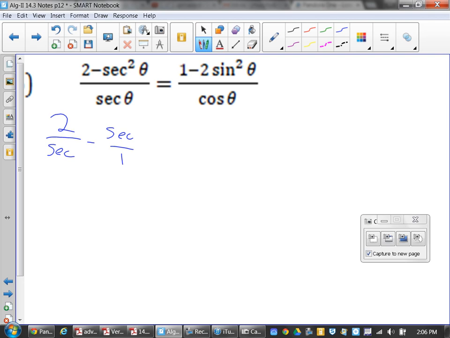Now, at this point, I want you to notice what your result is supposed to be. Your result is in terms of sines and cosines. Right now, I'm in terms of inverse. So rewrite secant as cosine. So 2 over secant becomes 2 cosine. Secant over 1 becomes 1 over cosine.